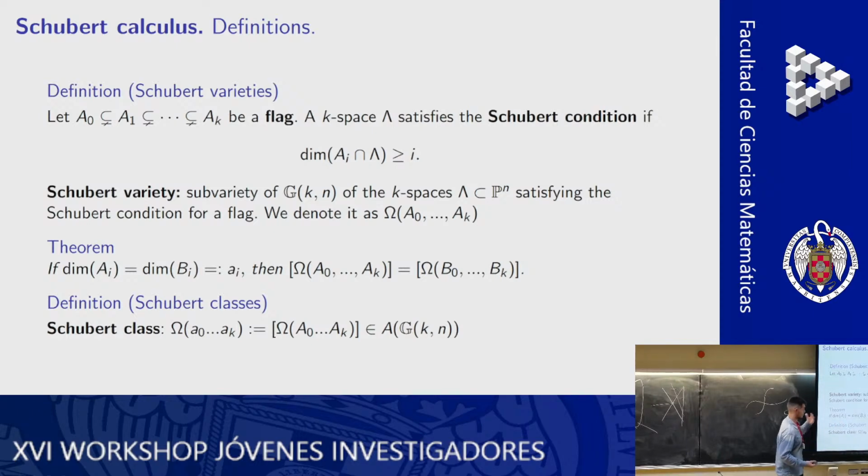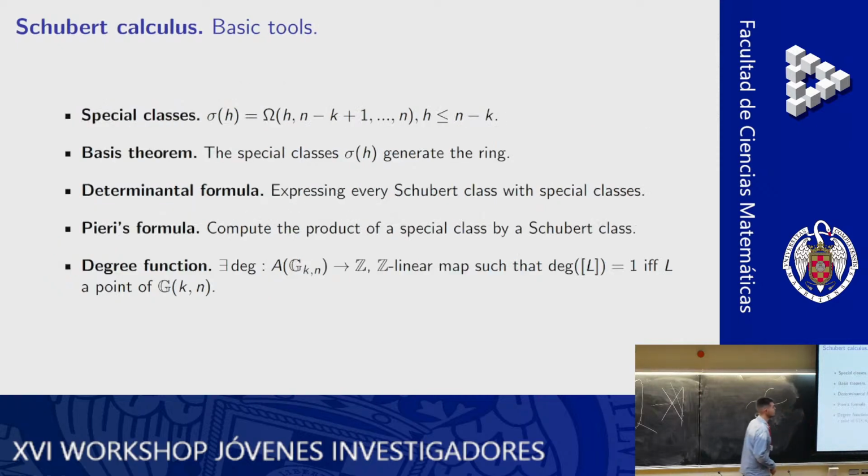Another interesting theorem is that the class doesn't depend on the flag itself. It only depends on the dimensions of the elements of the flag. So that's what we call a Schubert class. So in Schubert calculus we have these five tools that let you use Schubert calculus as arithmetic in the Chow ring of the Grassmannian. You end up doing just arithmetic.